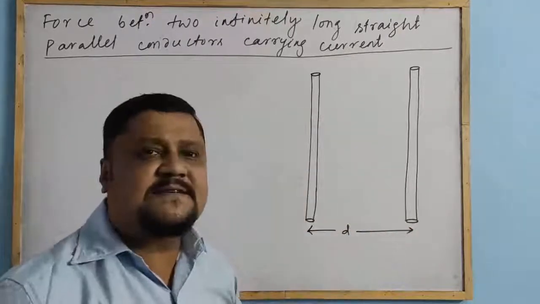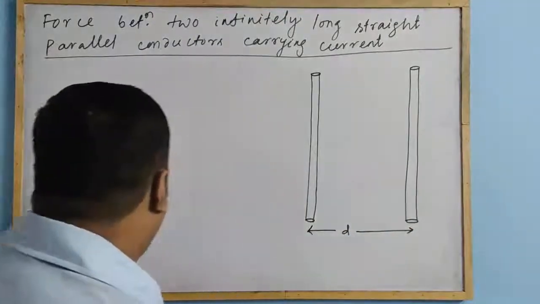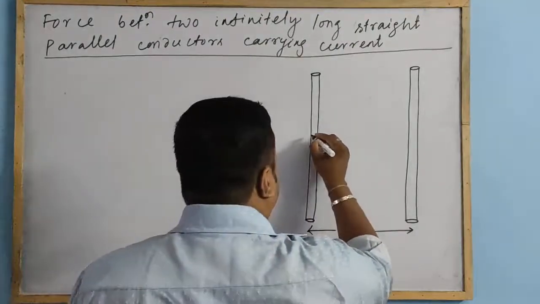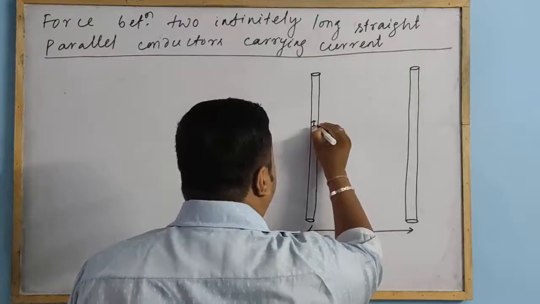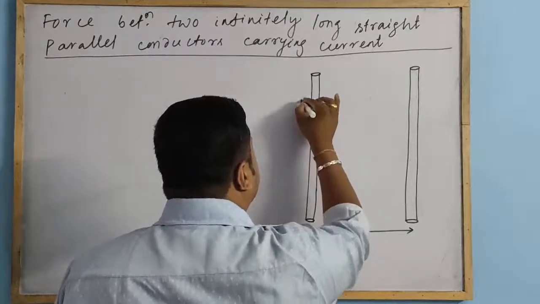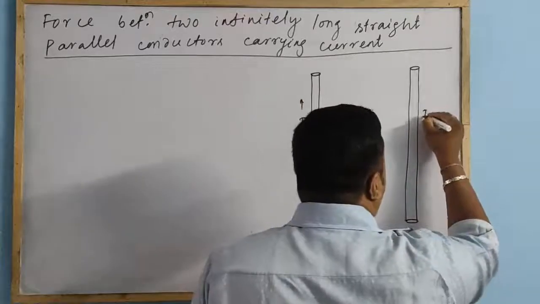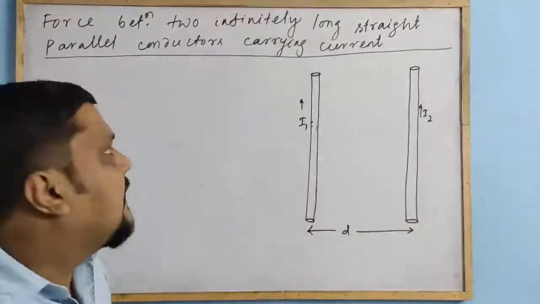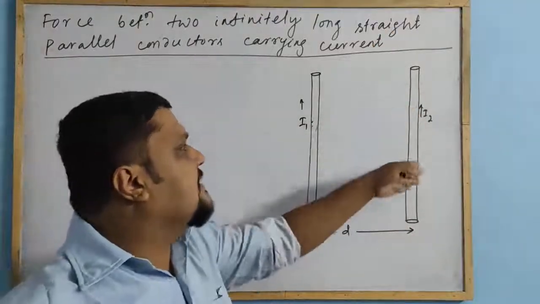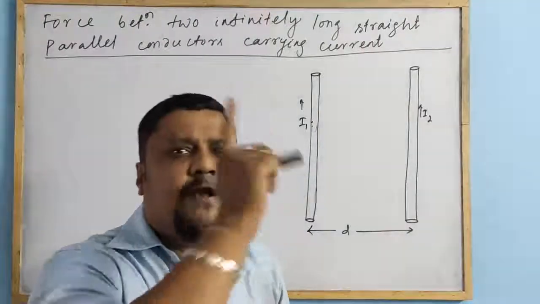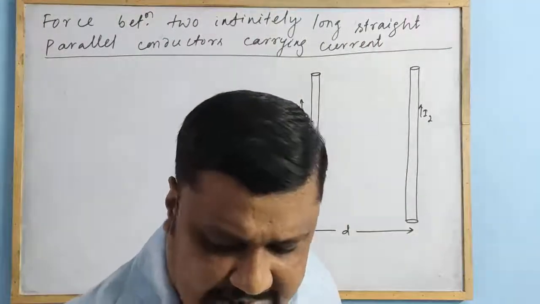D is the separation between these two conductors, and they carry currents: suppose I1 in this conductor, I1, let me write it outside, and I2 in this conductor, in the same direction. Let the currents flowing in these two conductors be in the same direction. Then we will go for the opposite direction, if the current is flowing in an opposite direction.